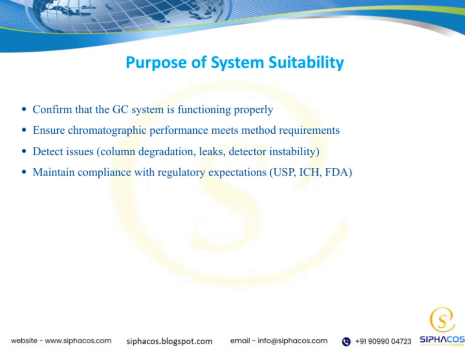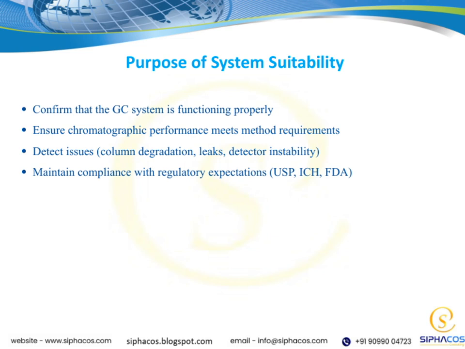Now, let's talk about the purpose of system suitability. First, it's essential to confirm that the GC system is functioning properly. This means checking that all components are operating as they should, so we can trust the data we're generating. Next, we need to ensure that the chromatographic performance meets the method requirements. This involves verifying that our separation, resolution, and sensitivity are within acceptable limits, which is critical for reliable results. We also have to be vigilant in detecting any issues early on, such as column degradation, leaks, or detector instability. These problems can compromise our analysis, so catching them beforehand is key.